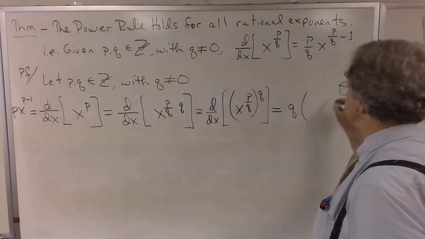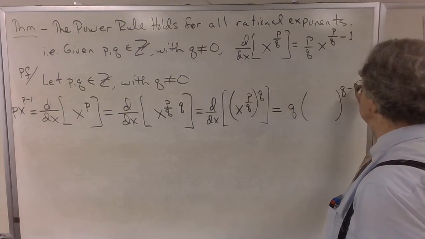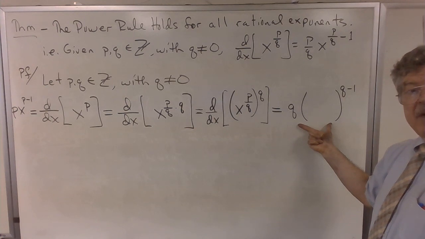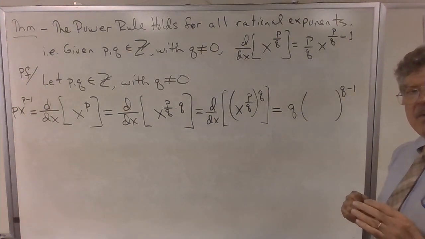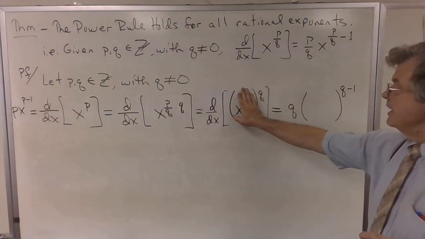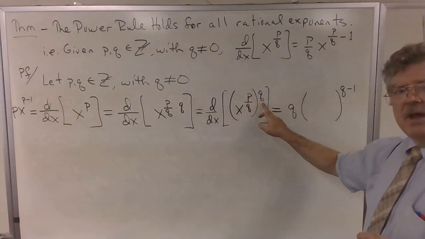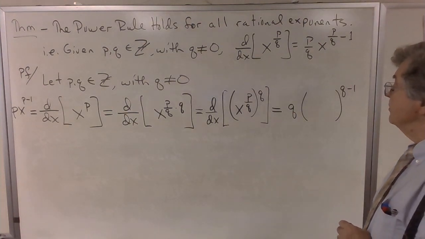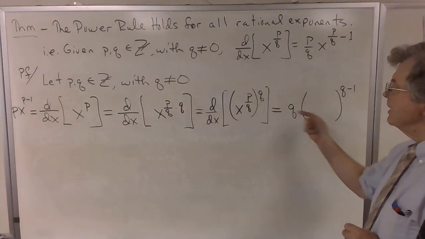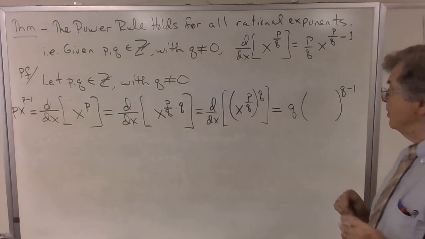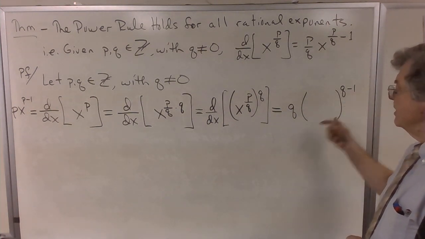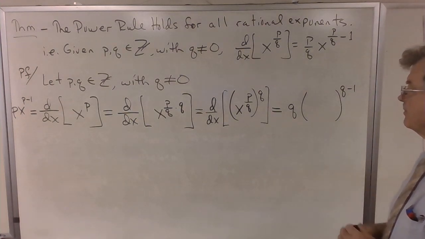Derivative of the outer. So this is derivative of the outer. And I know that that works because the outer function is just something raised to the q power, and q is a whole number. So the derivative of the outer is just the derivative of something raised to the q power, where q is a whole number. It's going to be q times something to the q minus 1. That's the derivative of the outer.